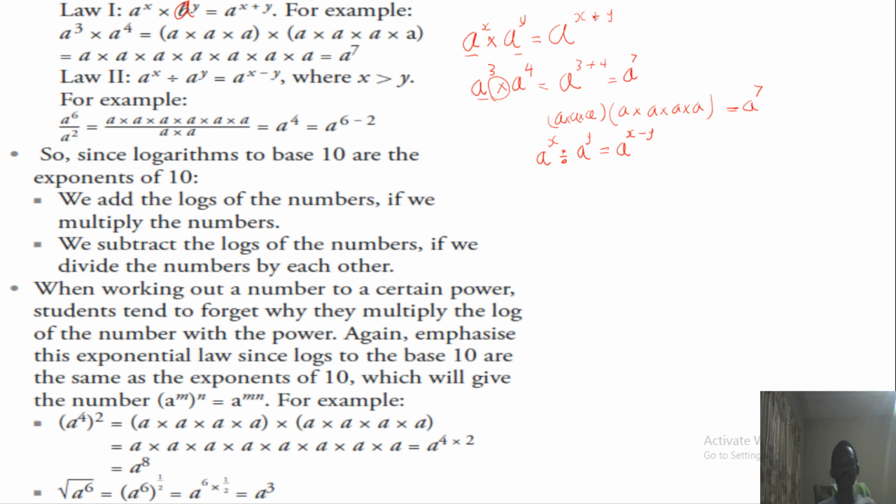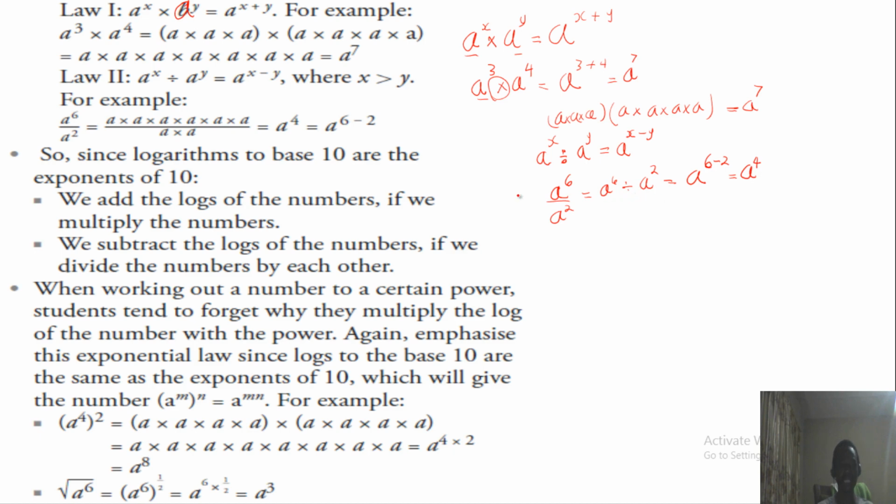Therefore, in this particular case, if I have a raised to power 6 over a raised to power 2, basically, what this means is a raised to the power 6 divided by a raised to the power 2. And in this particular case, the same base, then what's the operation between them? Division. It means the power will be subtracted. You have 6 minus 2. And that will give me a raised to the power 4.